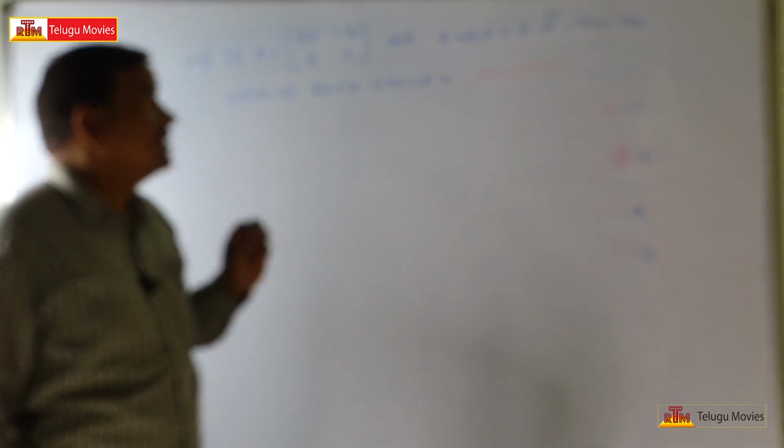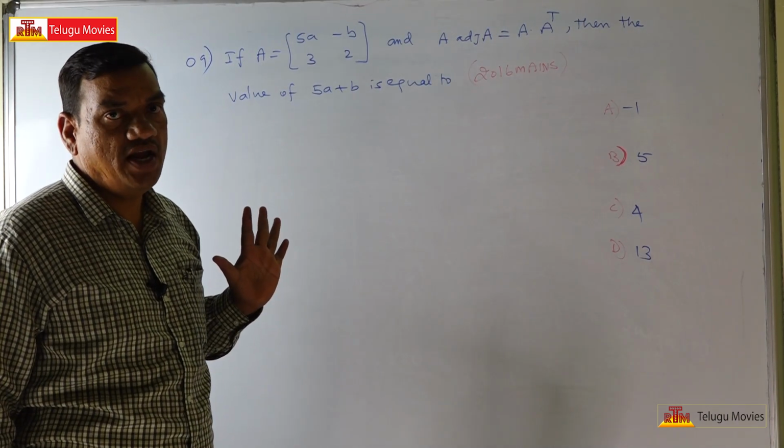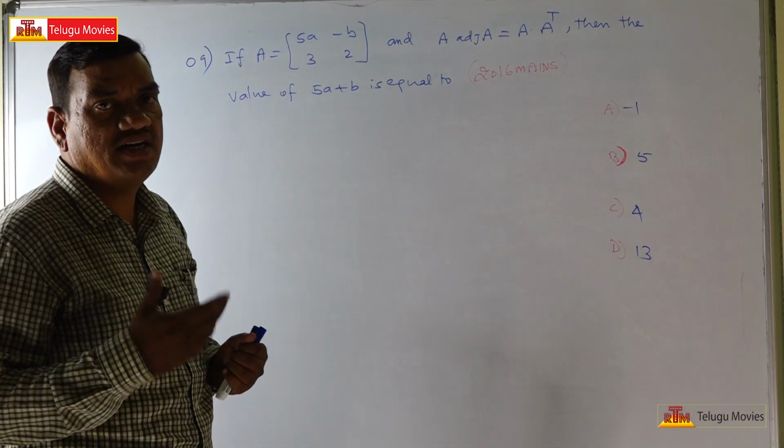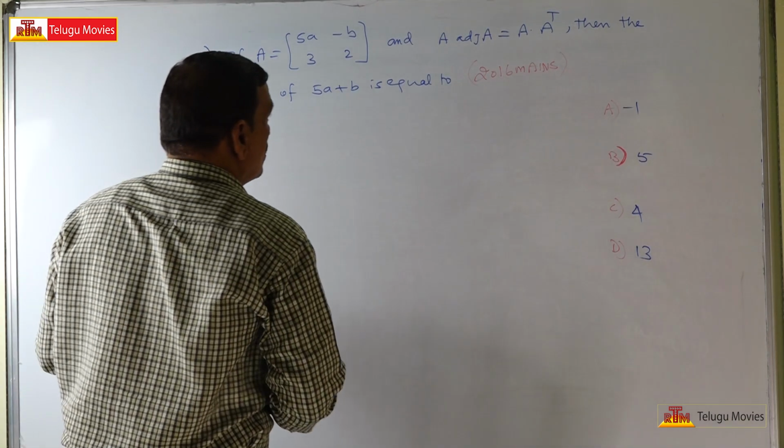Why? Because the cancellation law does not hold in matrices. So, don't cancel that. First we will find the left hand side and the right hand side, then equate them, and we will get the A value and B value. So, let us start the problem here.